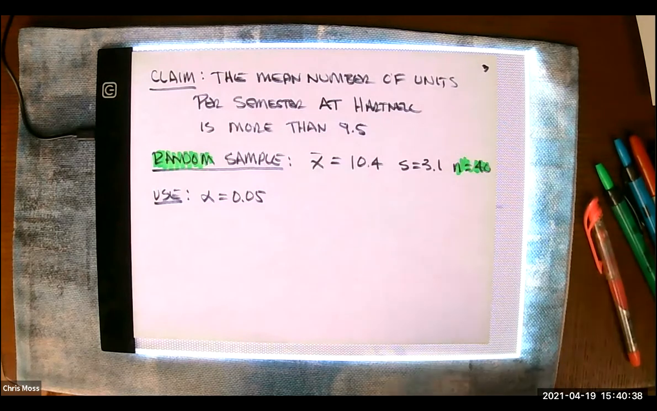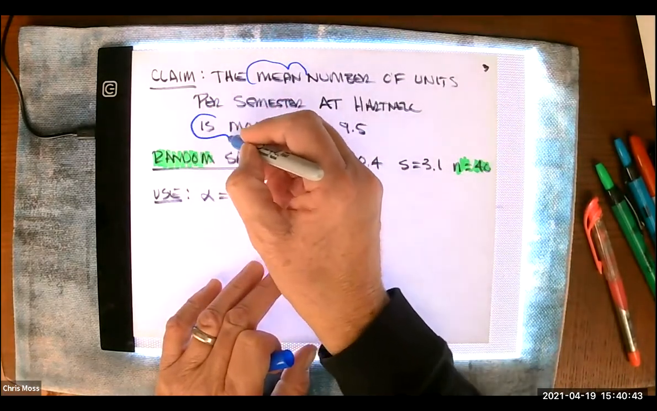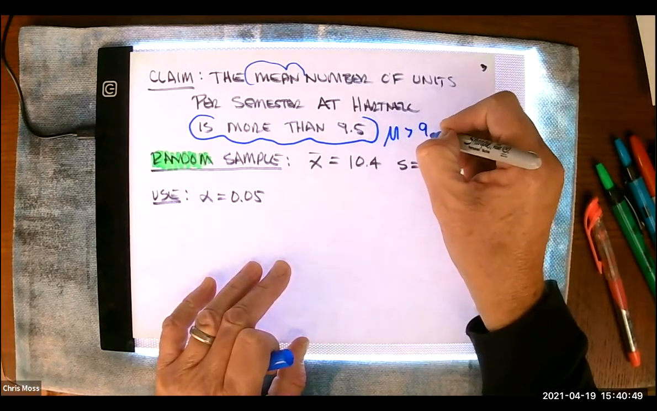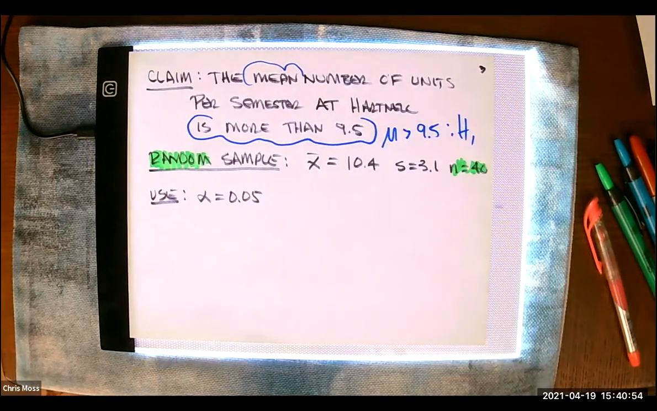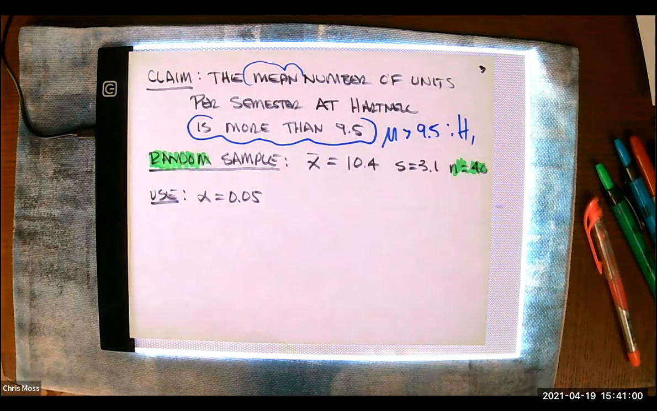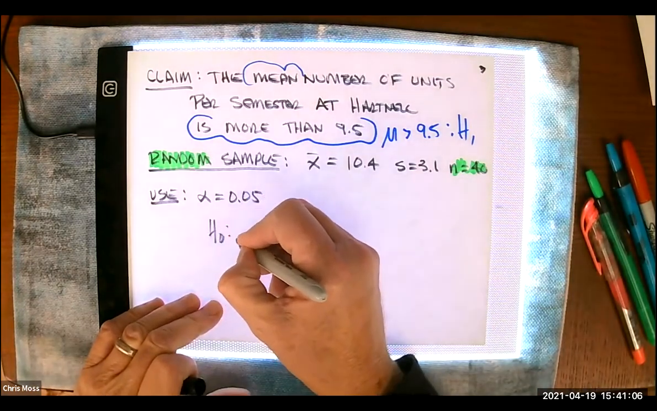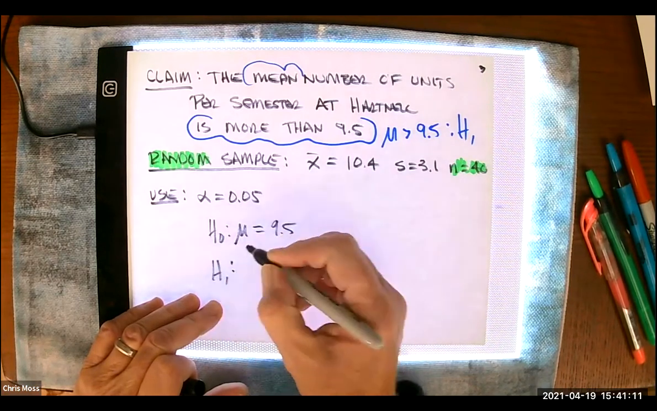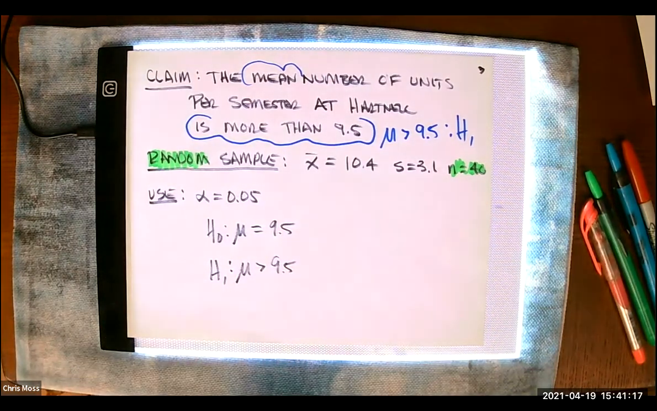Now let's take a look at that test of hypothesis. It's about the mean, so there's my mu. And the claim is that that mean is more than 9.5. So mu greater than 9.5, that is destined to be the alternative hypothesis. I'll use that to generate the null and the alternative. You've seen me do this a number of times now. So H naught: mu is equal to 9.5 units, and the alternative: mu is greater than 9.5 units per semester.